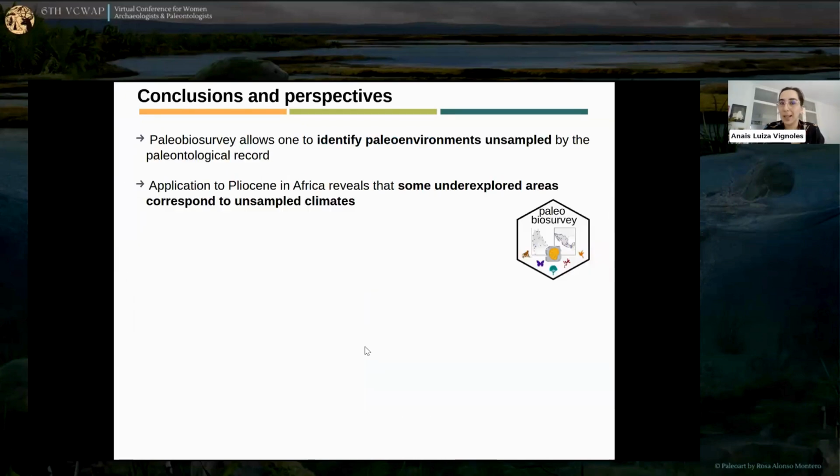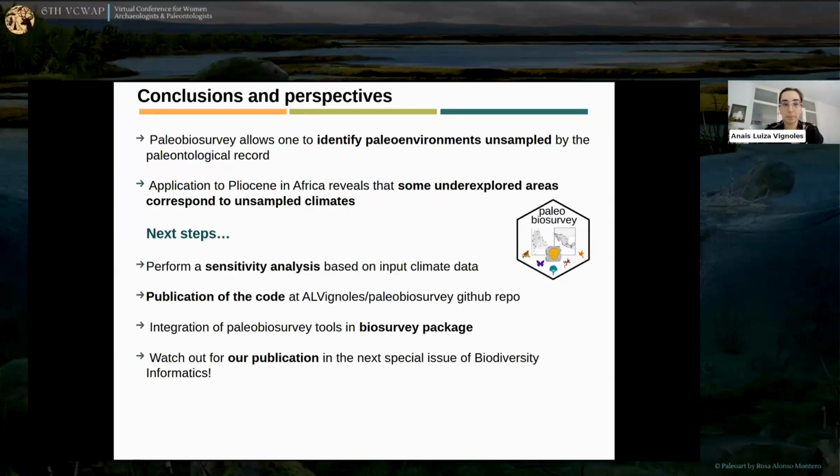So now to conclude, paleobiosurvey allowed one to identify paleoenvironments sampled by the paleontological record. We applied it to the Pliocene in Africa to reveal that some underexplored areas correspond to unsampled climates. And the next steps will be to perform a sensitivity analysis based on input climate data. We would then publish the code and integrate paleobiosurvey tools to the biosurvey package.